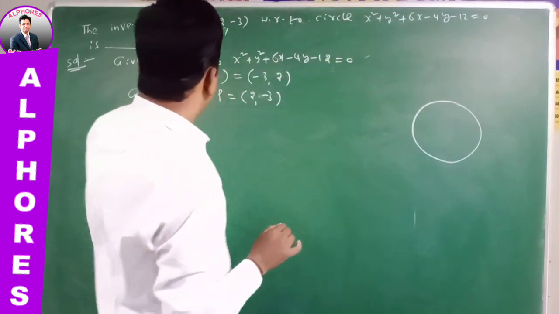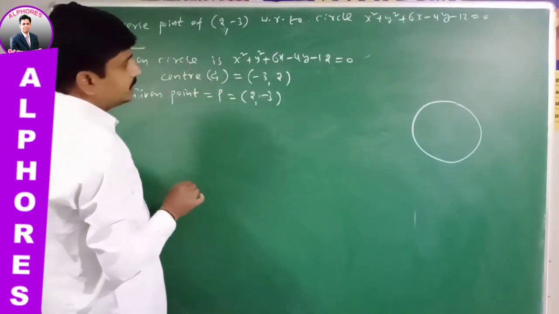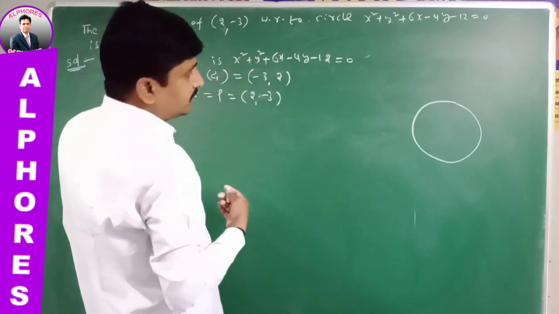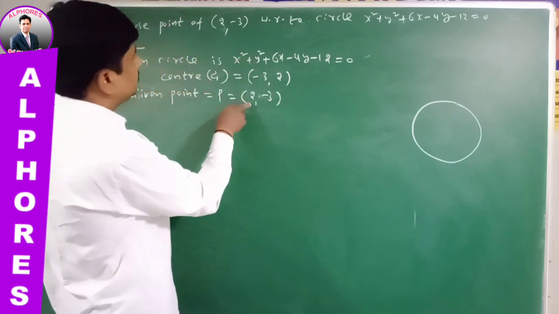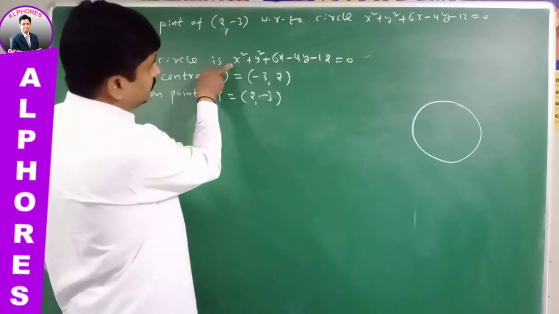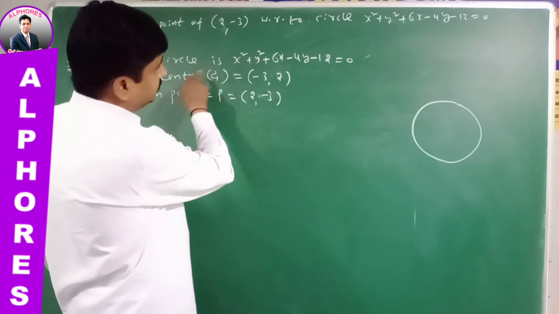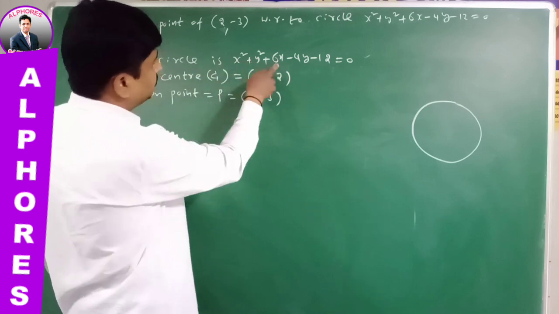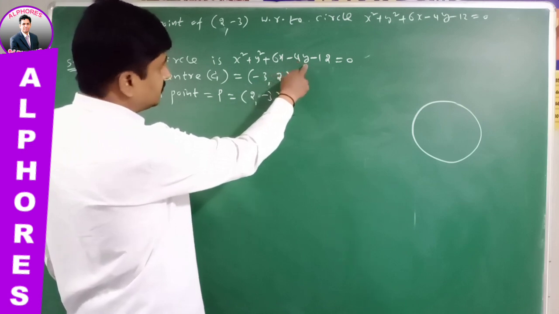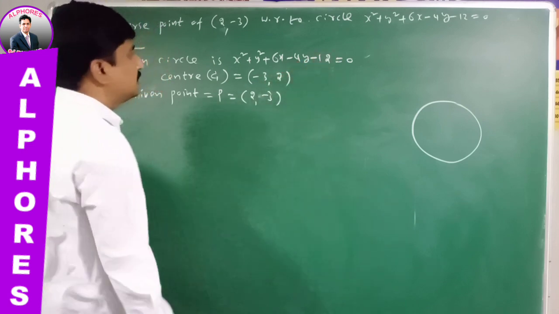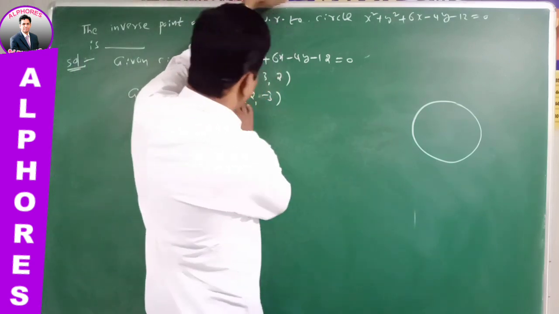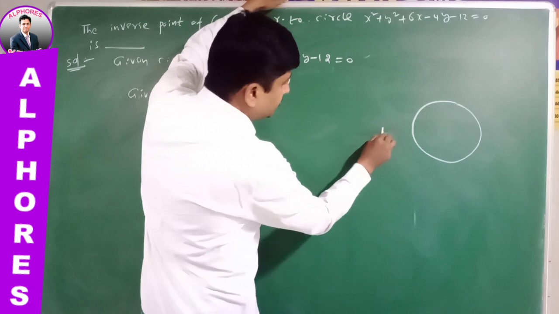First observe whether the point 2 comma minus 3 lies inside the circle, outside of the circle, or on the circle. First check the S11 value. 4 plus 9 is 13, 13 plus 12 is 25, 25 plus 12 is 37, it is positive. S11 value is positive. The point P lies outside of the circle S equal to 0.